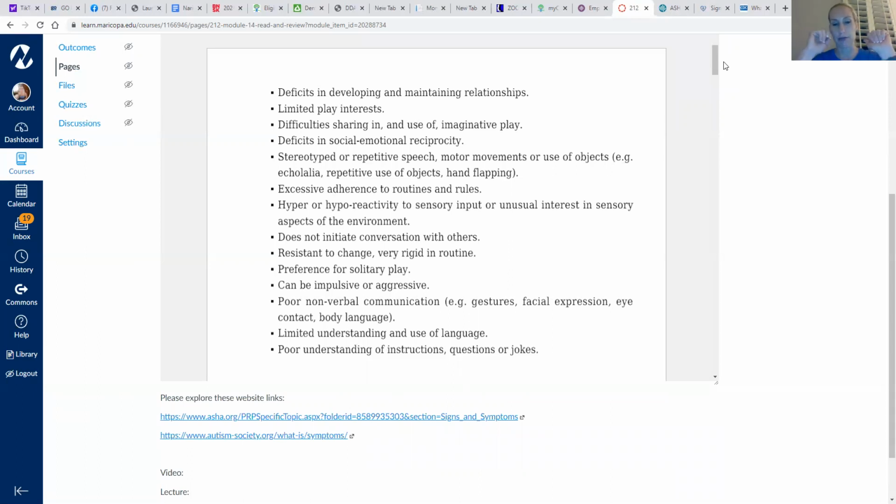So the flapping, if you see flapping on a regular basis. One time you see hand flapping does not mean it's autism. Lots of hand flapping all the time on a regular basis definitely could be autism. It could be a sensory issue too. And just because you have a sensory issue doesn't mean you have autism either. Then excessive adherence to routine and rules, hyper or hyporeactivity to sensory input, not initiating conversation with others, resistant to change or very rigid in routine, and can be impulsive or aggressive.